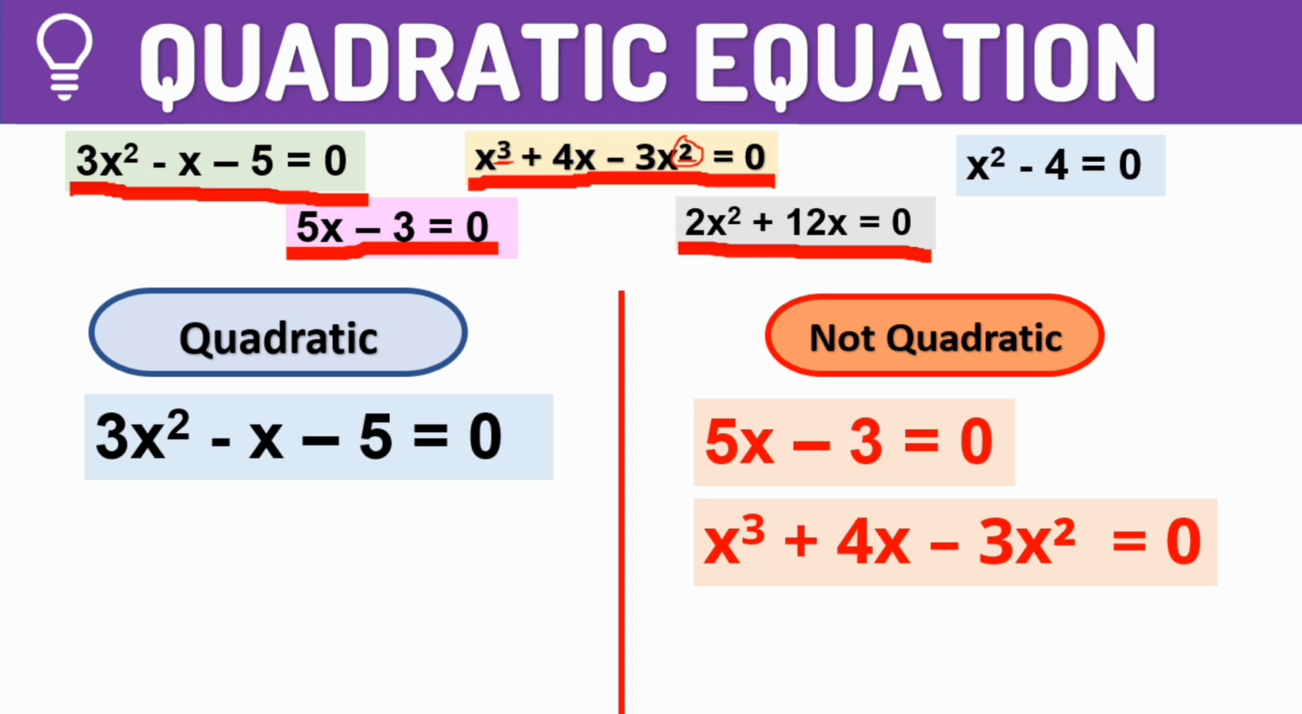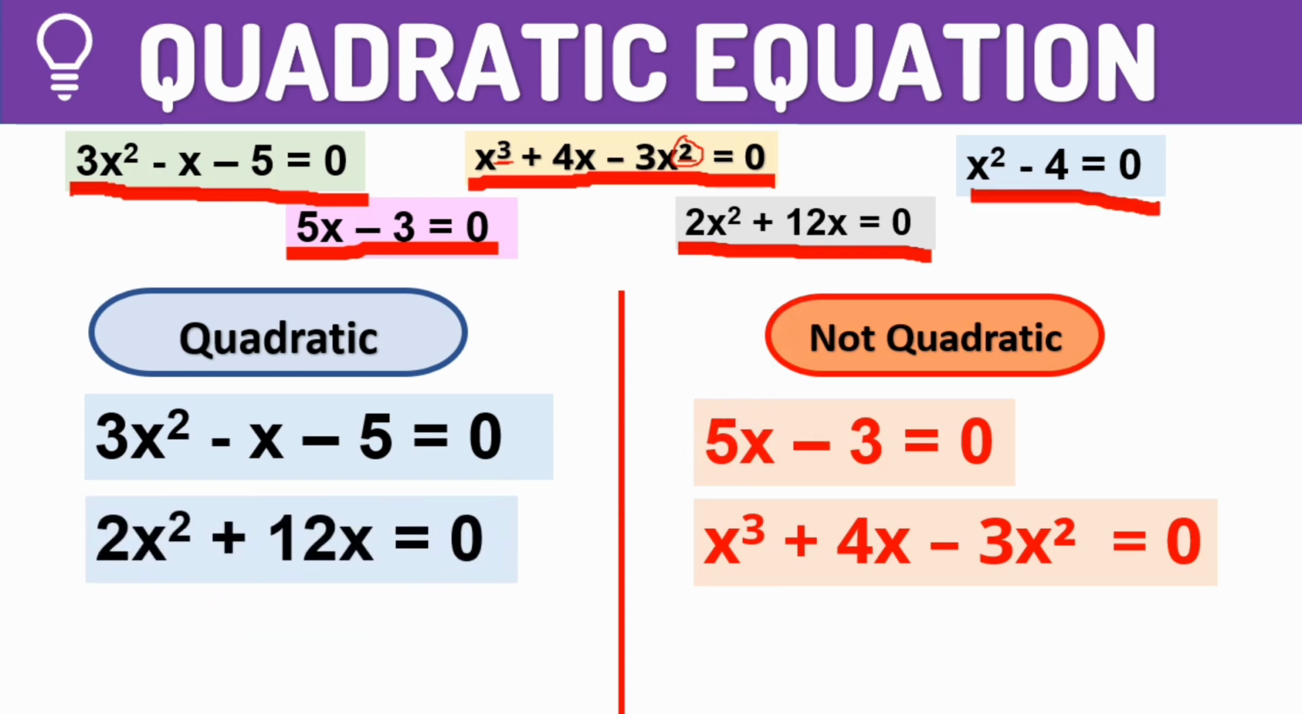Next is the fourth equation here. 2x squared plus 12x is equal to 0. What do you think is the highest exponent of this equation? Yes, the highest exponent is 2. Therefore, this is a quadratic equation. And the last one, x squared minus 4x is equal to 0. You can see here that the highest exponent is 2, and it is a quadratic equation.